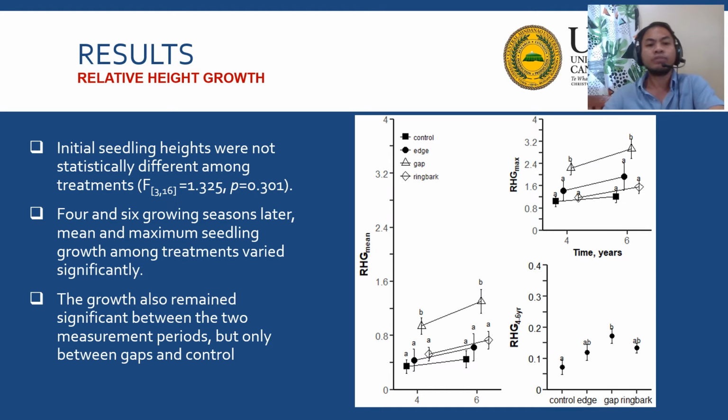Initial seedling heights were not statistically different among treatments, but 4 and 6 growing seasons later, that is in the 2013 and 2015 measurements, the mean and maximum seedling growth among treatments varied significantly, as you can see from this figure. The growth also remained significant between the 2 measurement periods, 2013 and 2015, but only between gaps and control.